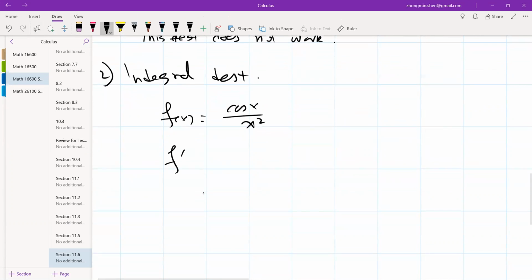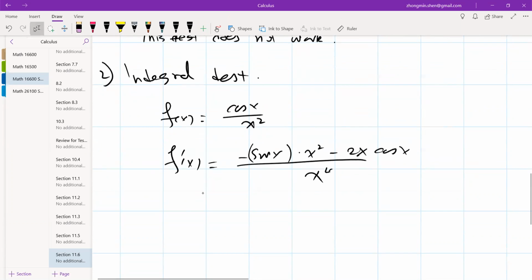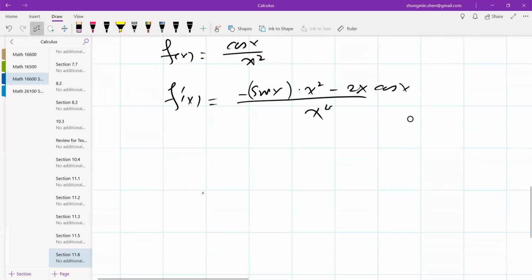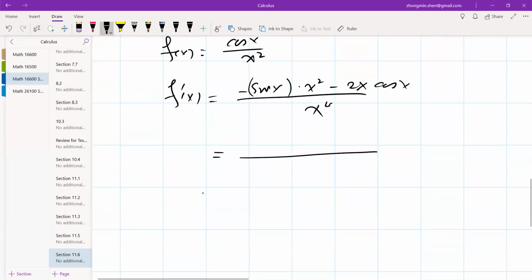So let's look at the derivative, right? If it's a complicated function, you have to differentiate. This can be x to the 4th, and the cosine x is sine x times x squared minus 2x cosine x. Okay, I take x out, I get x cubed. So here's negative sine x times x minus 2 cosine x.